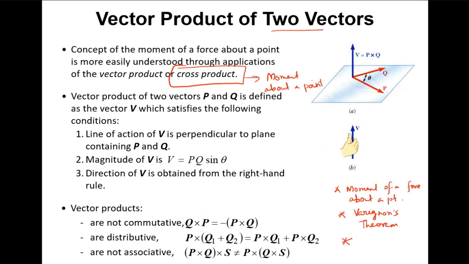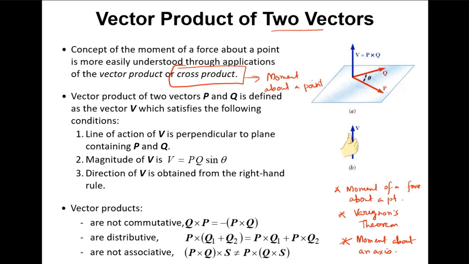And we are going to discuss one more thing, which is your moment about an axis. Okay, moment about an axis. We are going to see that concept also. So the cross product is clearly understood through applications, like in case of moment of a force and cross product. Both are interrelated. How we are going to see that?